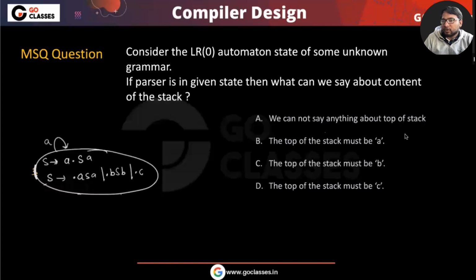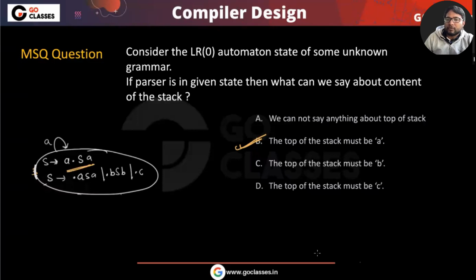We cannot say anything about the top of the stack, or the top of the stack must be A, must be C. What is your answer? If someone tells you that you are in this state, then the top of the stack must be A, right? Yes, it must be A. Why is that the case? Because you are saying here that this is A dot, because dot is after the A. It means the top of the stack must be A. So you can definitely infer what the top of the stack is.